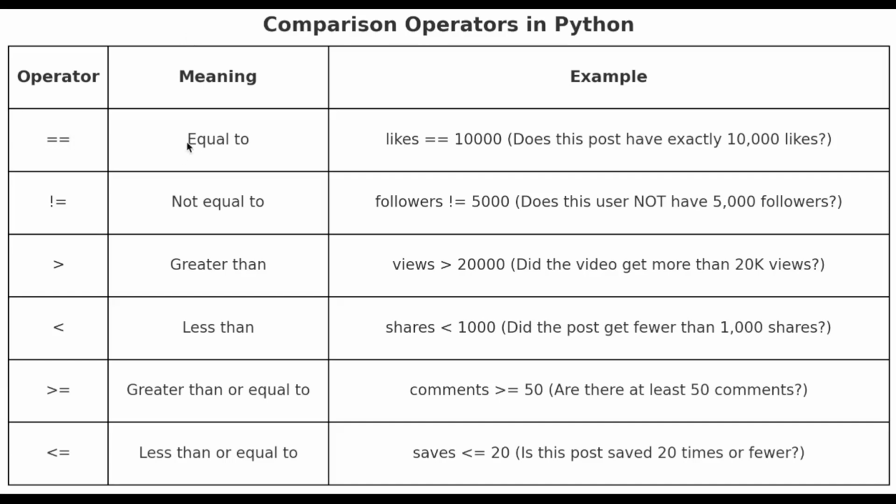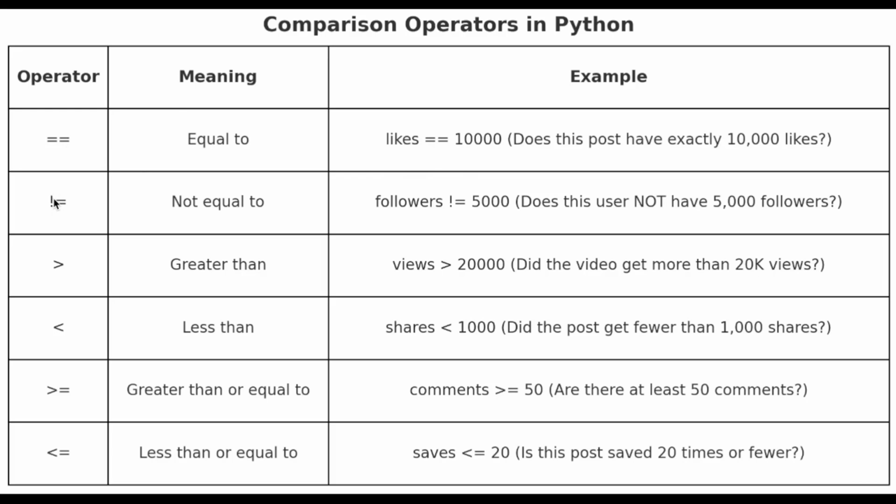So let's start with equal to. To represent equal to, you use two equal signs. And then the comparison values are likes and 10,000. Let's assume that likes is a variable with a number assigned to it. And so the question is, does this post have exactly 10,000 likes? It's taking these two values and comparing them with this comparison operator, and it will evaluate to either true or false.